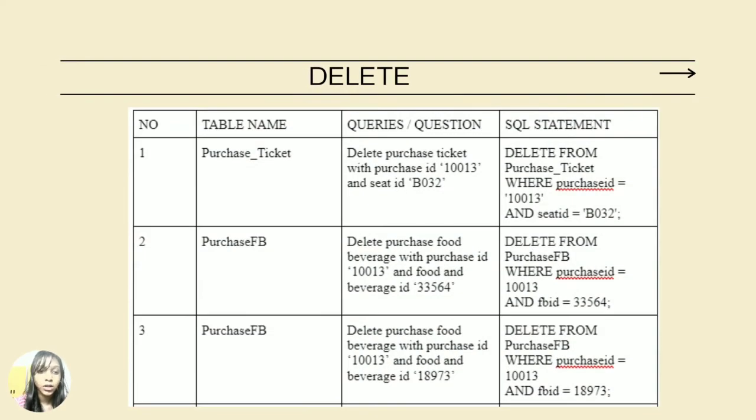So the next operation will be the delete operation. For this operation, we did the delete process from the table purchase ticket, and what we did was that we deleted the purchase ticket with purchase ID 10013 and seat ID B032. Using the proper SQL statement, which is delete from purchase ticket where purchase ID equals to 10013 and seat ID equals to B032, we managed to delete it.